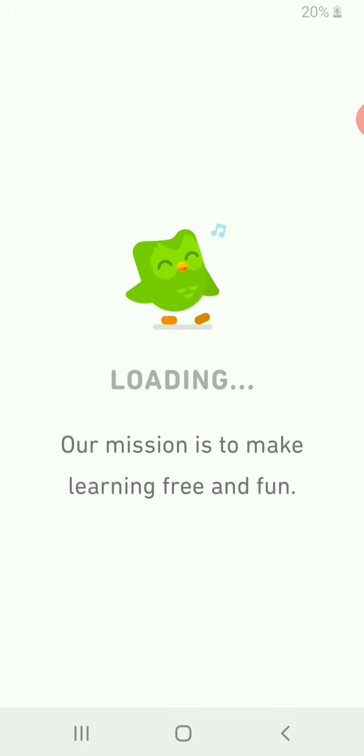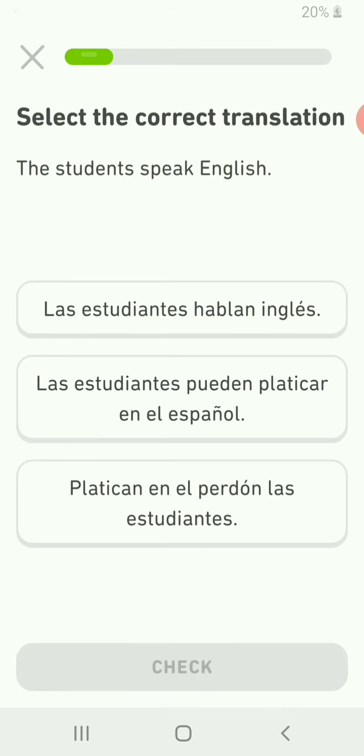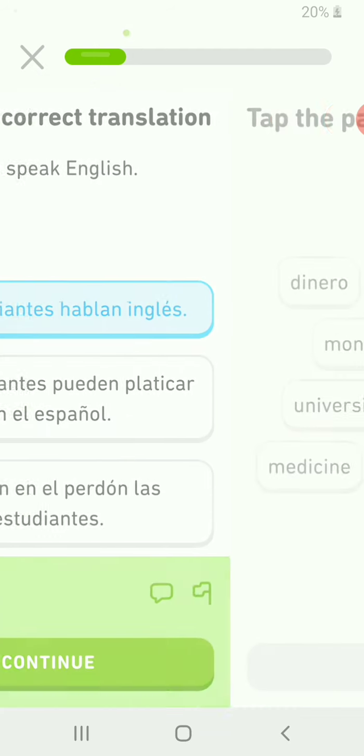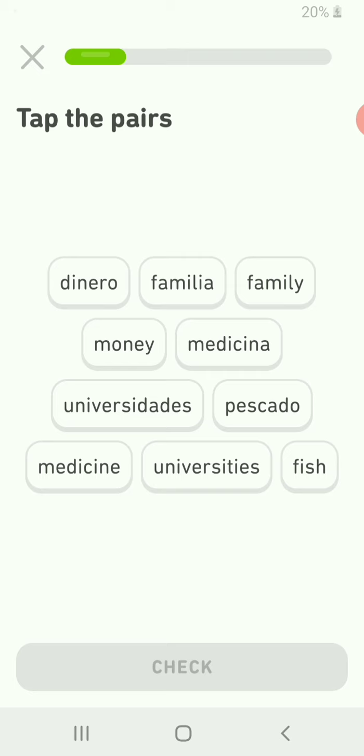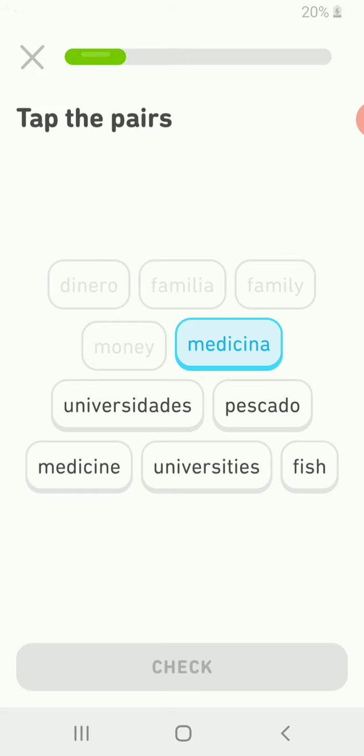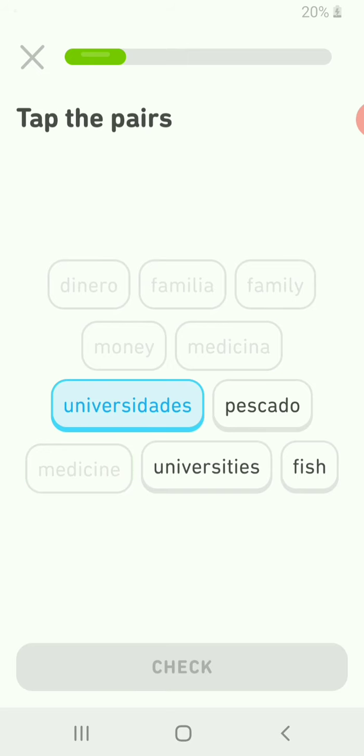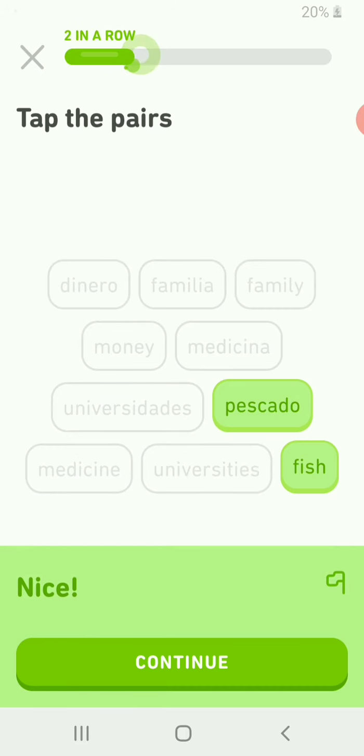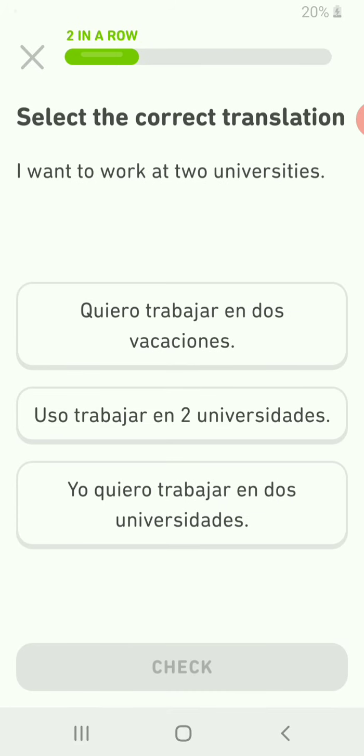Our mission is to make learning free and fun, so it is free and fun. Select the correct translation. The students speak English. Las estudiantes hablan inglés. This is correct. And now we have to pair the words. Dinero is, of course, money. Familia, family. Medicina, medicine. Universidades, universities. Pescado is fish.